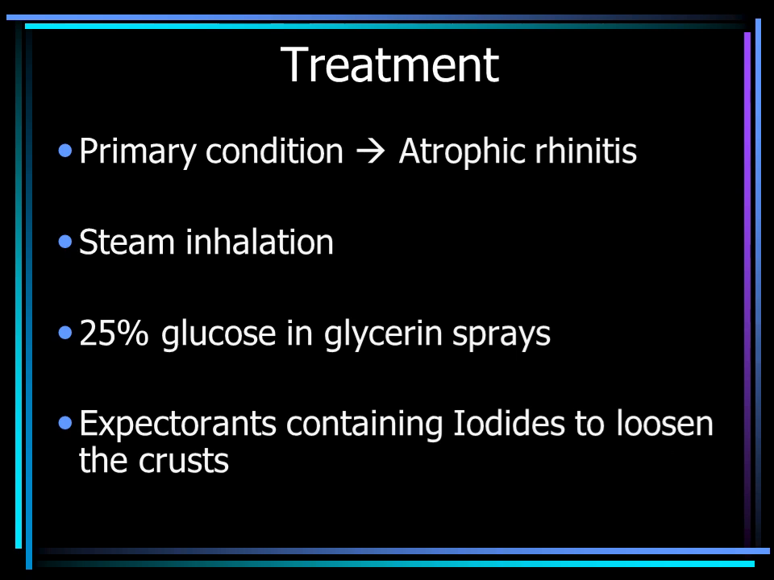Treatment is basically of the primary condition, so you treat the atrophic rhinitis, and the atrophic laryngitis also improves. Steam inhalation helps. 25% glucose in glycerin sprays can prevent the dryness from happening. Expectorants containing iodines are used to loosen the crust. Because of the dryness, there is a lot of crusting, and the crusts formed have to be removed.